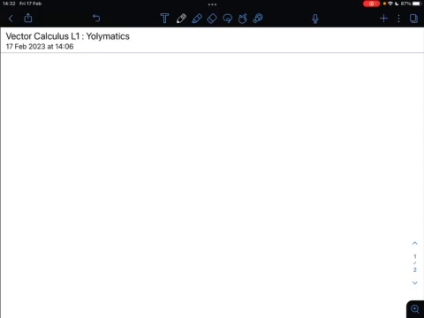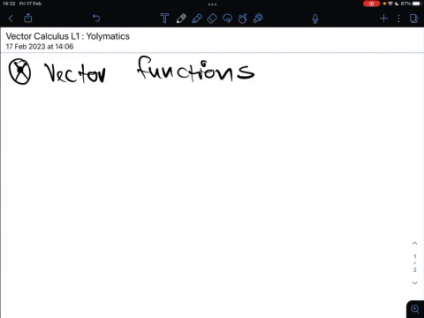So the first is vector functions. We want to give a definition of what exactly we mean by a vector function when it comes to vector calculus. You see, before we start the definition of vector functions, let's first have a look at the word function itself. What do we understand by the term function as far as math is concerned?